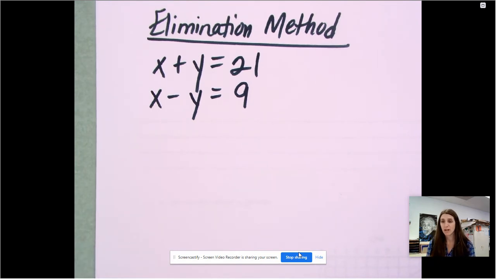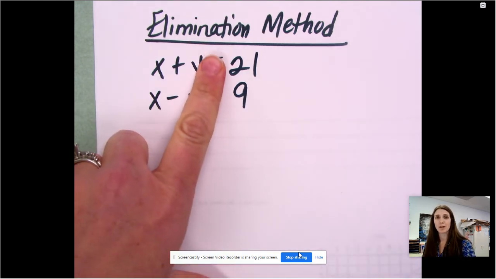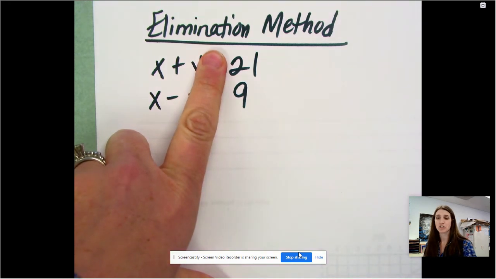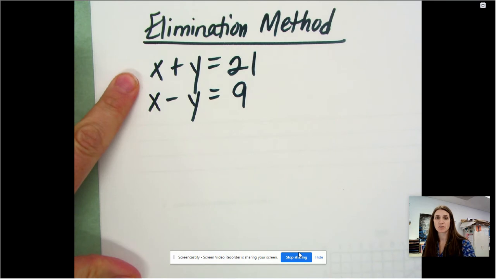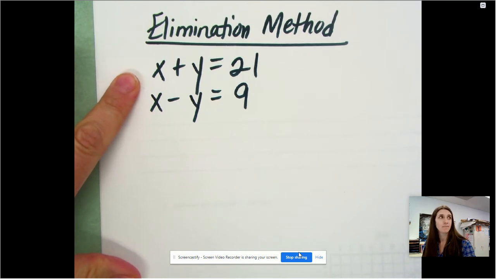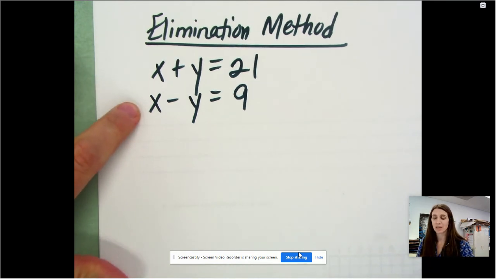Okay, so pause the video now, grab those two things, workbook, page 231, and some scrap paper. Okay, now that you have your things, you're going to go ahead and set up your scrap paper with the title Elimination Method, and then write down the two equations: x plus y equals 21, x minus y equals 9.